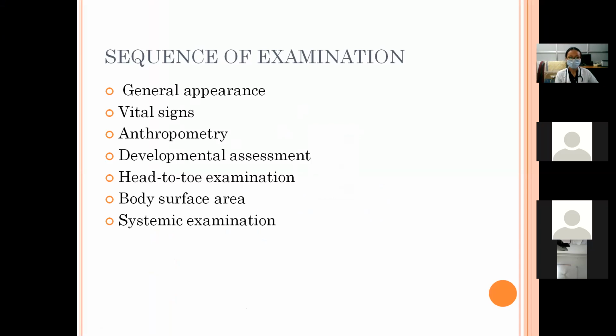So the sequence of examination overall is like this: general appearance of the child, vital signs, anthropometry, developmental assessment, head to toe examination, body surface area, and then the systemic examination. We will deal with all of these up to body surface area because the systemic examination will be dealt with specifically during each system examination.